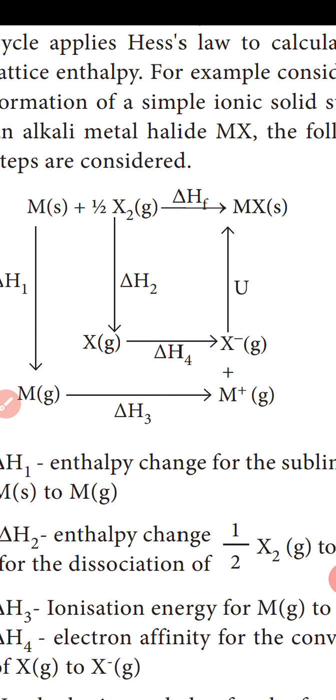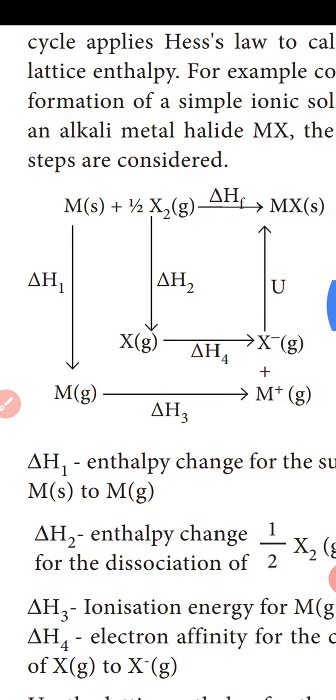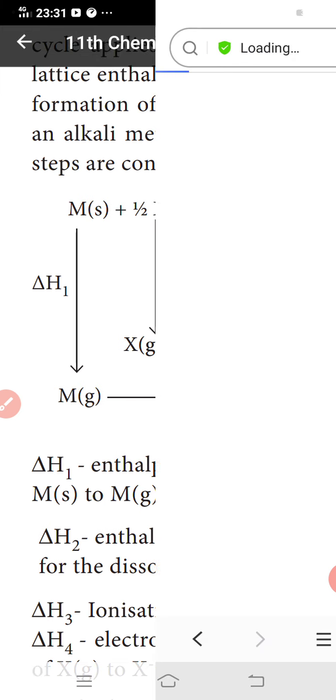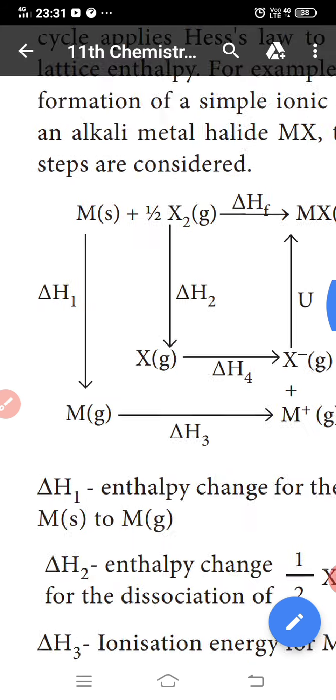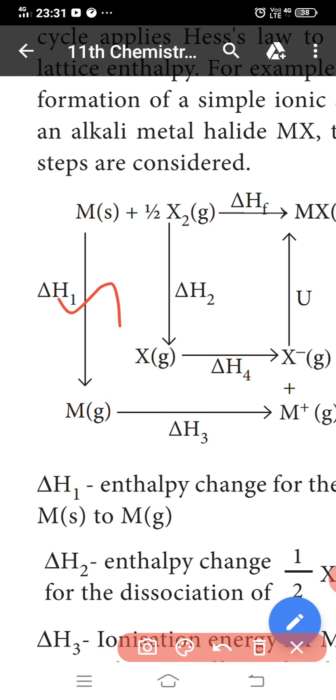Following the steps: the first step, the metal solid reacts to give metal in the gaseous state. This step is sublimation, where the solid state is directly converted to the gaseous state. The next one, ΔH3: the metal in the gaseous state is converted to M+ cations. This is the ionization energy.